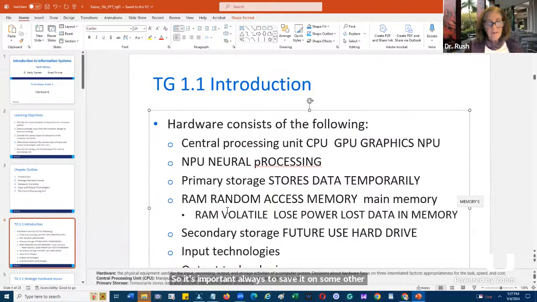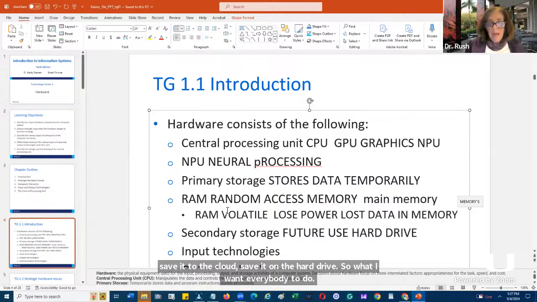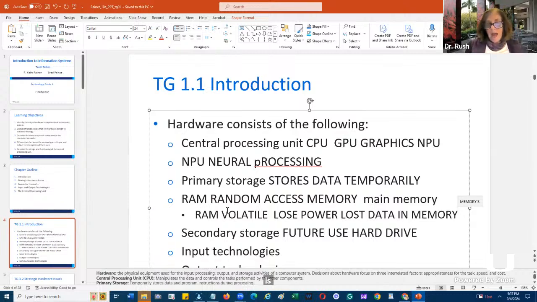So what I want everybody to do is find how much memory, random access memory you have on your machine and how much secondary storage you did.